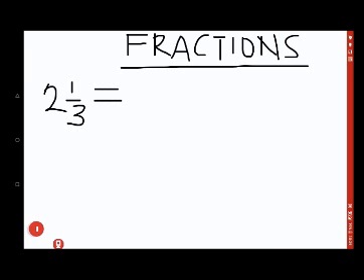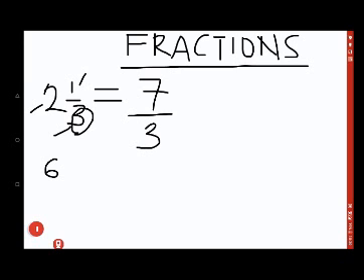You first multiply the denominator 3 by the number 2. 3 by 2 is 6. Write it somewhere. Then you add it to the top number, that is 1, making it 7. So you have 7 for a numerator over the original denominator, which is 3.